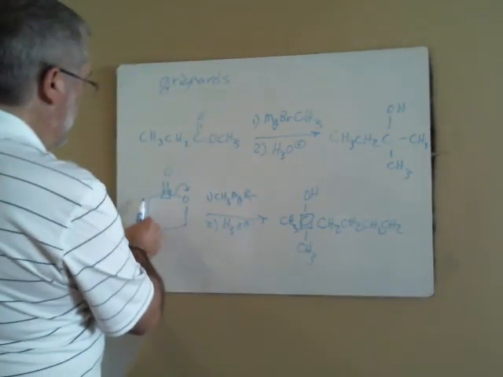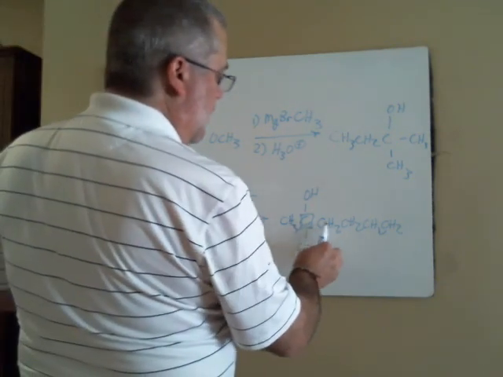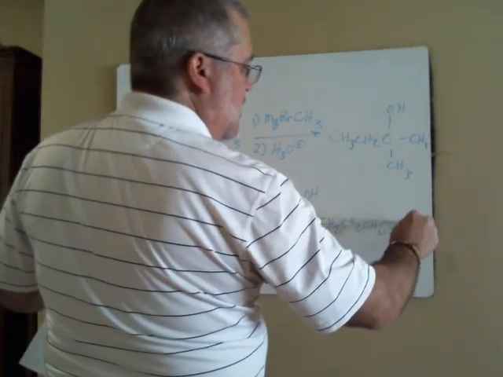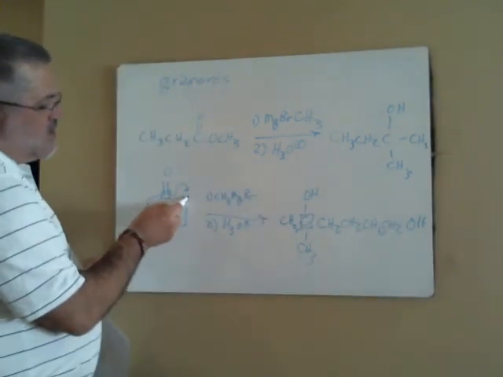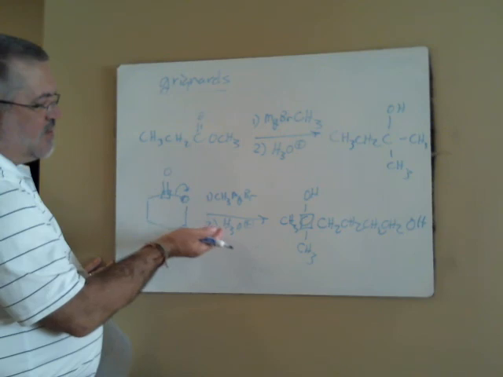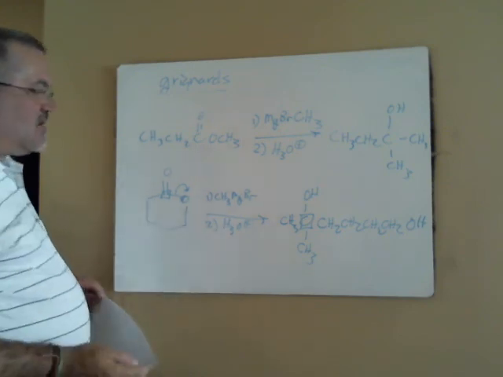So 1, 2, 3, 4, 5 total. 1, 2, 3, 4, 5. And then this is the OH that's formed from this leaving group once it gets protonated with the acid.